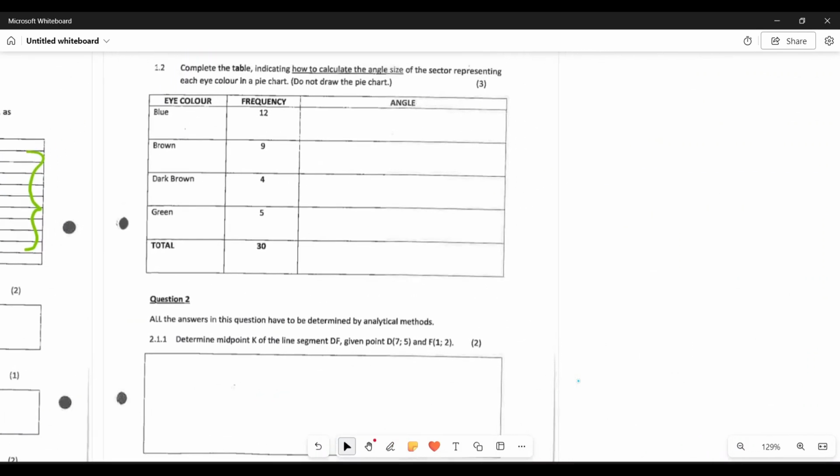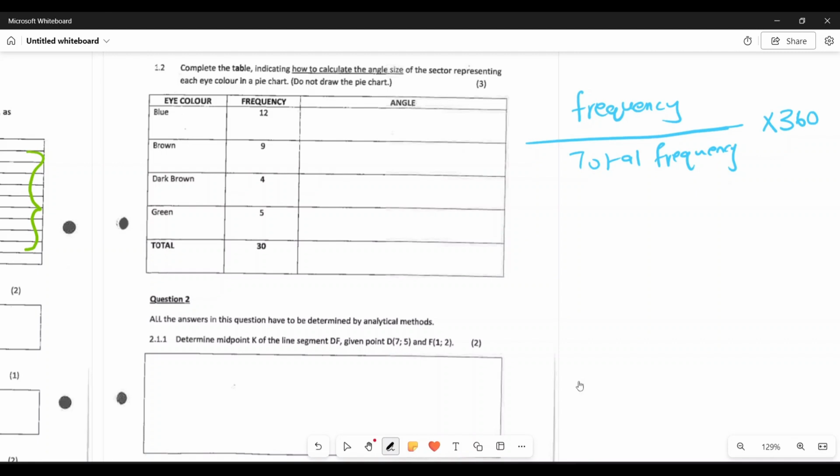Now, here, we need to complete the table indicating how to calculate the angle size of the sector representing each eye color in a pie chart. Do not draw a pie chart. Remember, how do you go about determining angles in a pie chart? We're not drawing a pie chart, but to determine the angle for whatever eye color, you need to take the frequency of that color and divide it by the total frequency. Afterwards, you need to multiply everything by 360, because your pie chart is a circle, and the angle around a point, or the angle for a circle, is one revolution, which is 360. For each and every eye color we're going to do the same until we find the angle.